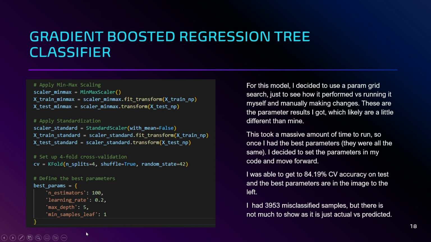And then once I did find the best parameters, I removed this because normalization did not matter. And I just set the parameters and moved forward. I was able to get 84.19 accuracy on test, and I had 3,953 misclassified samples.